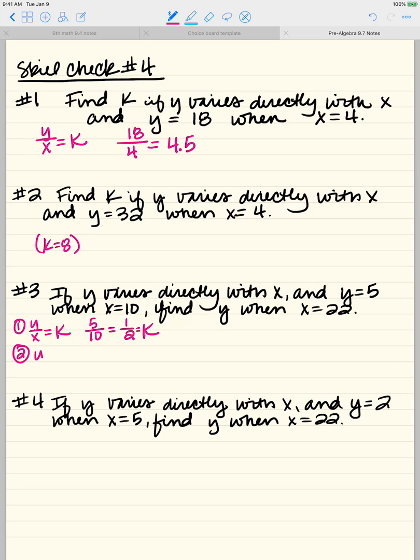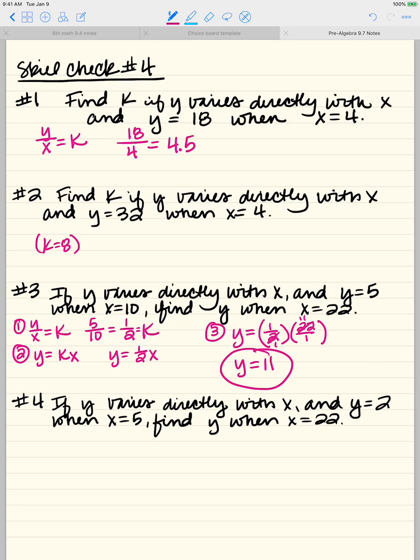Step number 2, write your equation for this direct variation in the form y is equal to kx. Y is equal to 1/2 x. Step number 3, find y when x is 22. Y is equal to 1/2 times x. I'm just going to go ahead and write that as 22 over 1. Cancel 2 and 22. Y is equal to 11. There's your answer. Tackle number 4 for practice. When you do, make sure your answer is y is equal to 8.8.